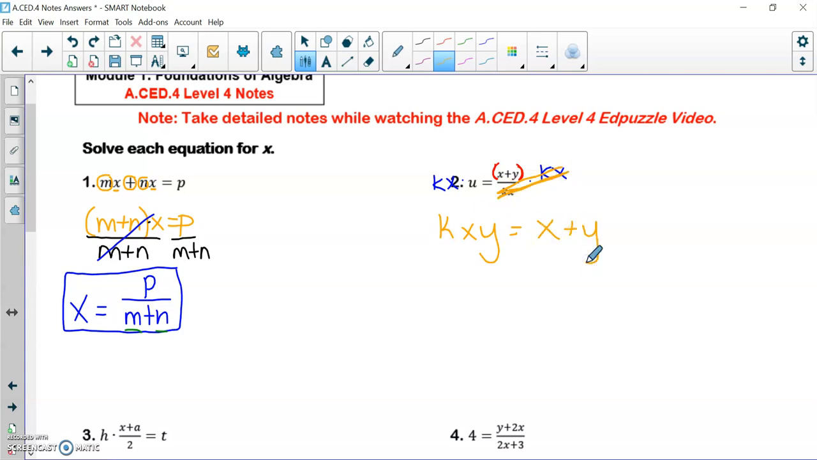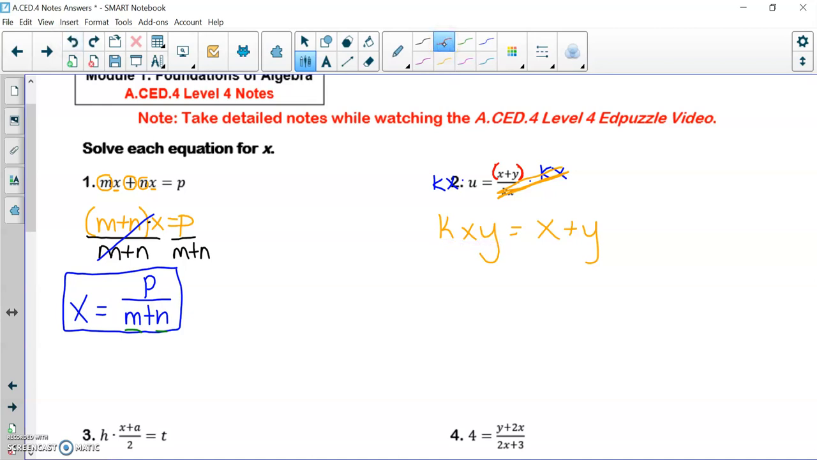Now, we have an x on the left and an x on the right. We cannot just isolate the x on the right by subtracting y and say, okay, now x is isolated. No, we need to get the x on one side.